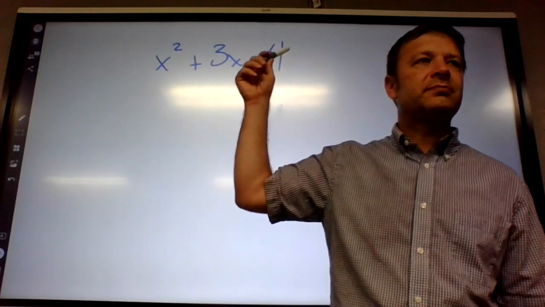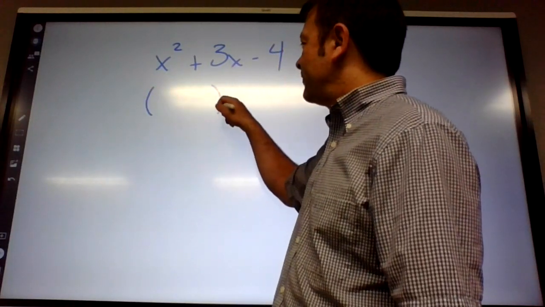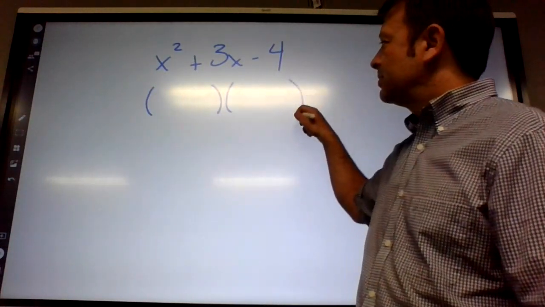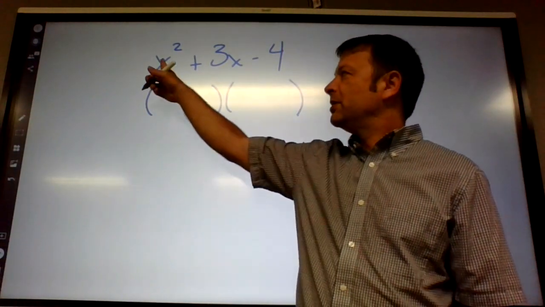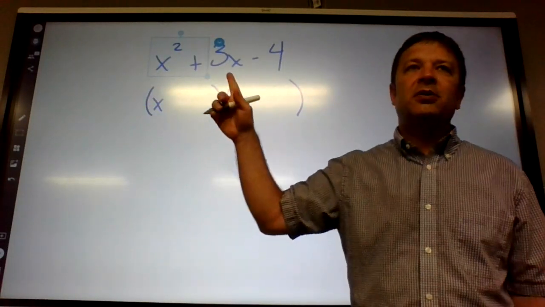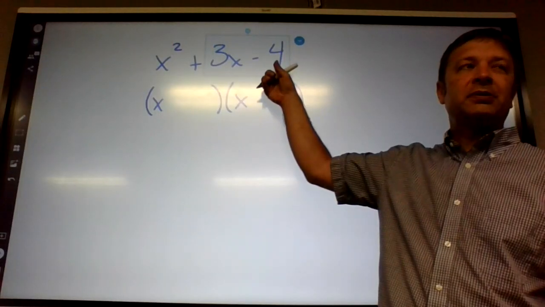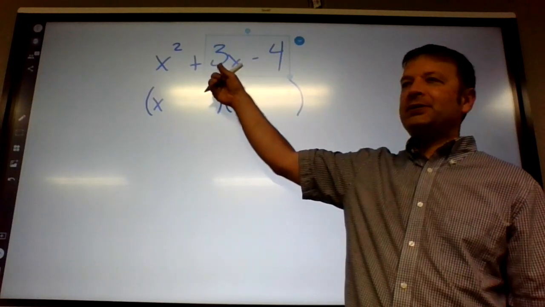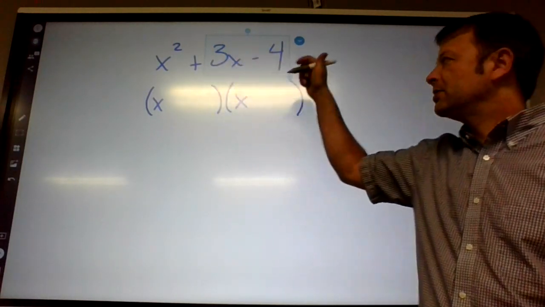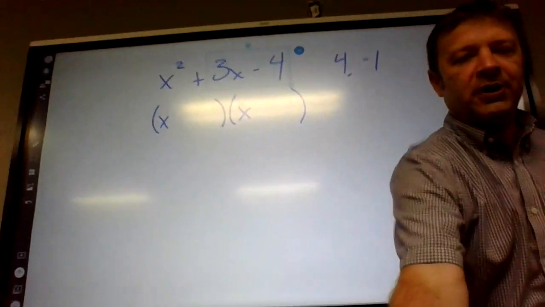How did we factor this? Factor x squared plus 3x minus 4. Not simplified, factor. X squared goes into... what multiplies into negative 4 that adds up to 3? Plus 4 and negative 1. Okay. Allison said plus 4 and negative 1.